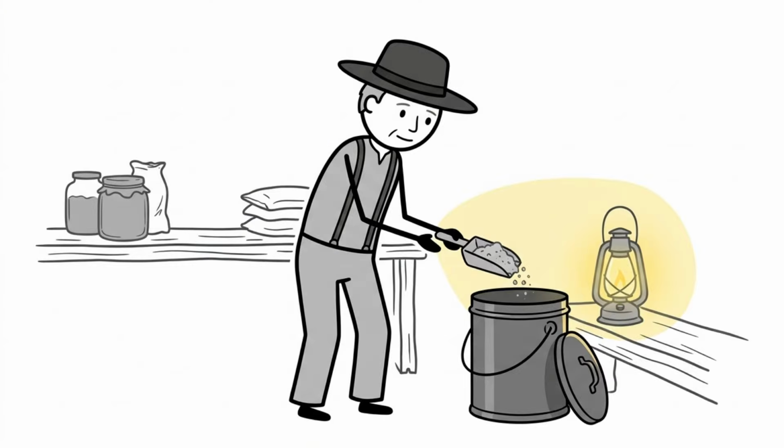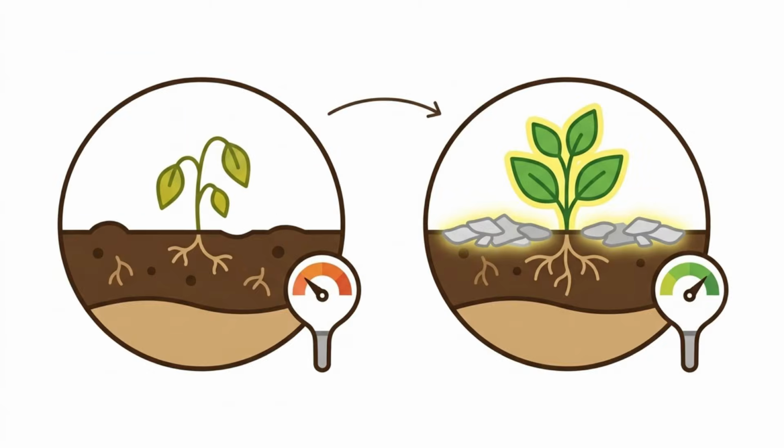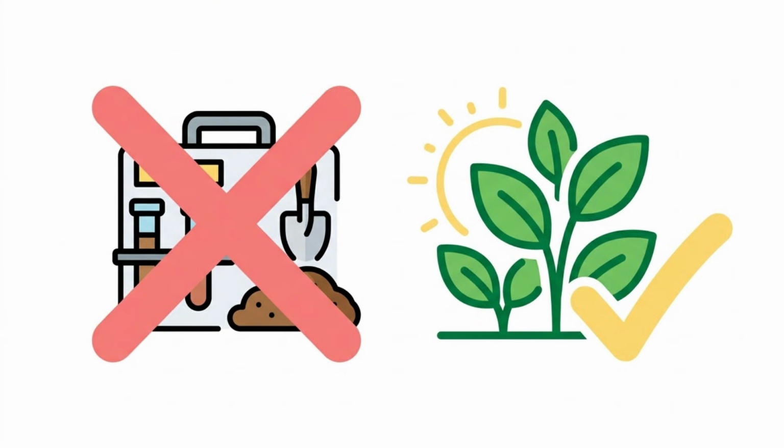My grandfather collected ash through the winter in a covered metal container, kept in the cellar, dry and ready, and spread it in early March before the garden went in. He knew his soil was naturally acidic, and he knew the ash was the correction for it. He did not have a soil test kit, and he did not need one.